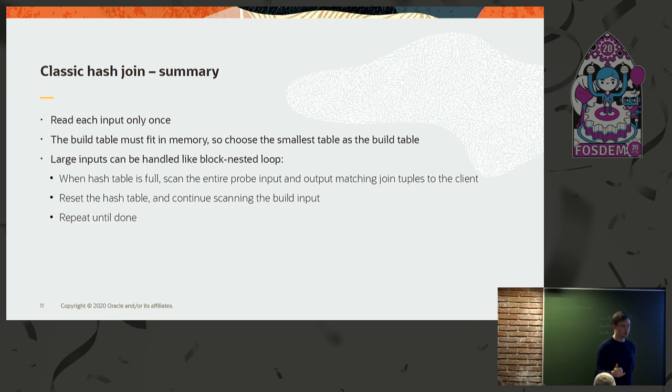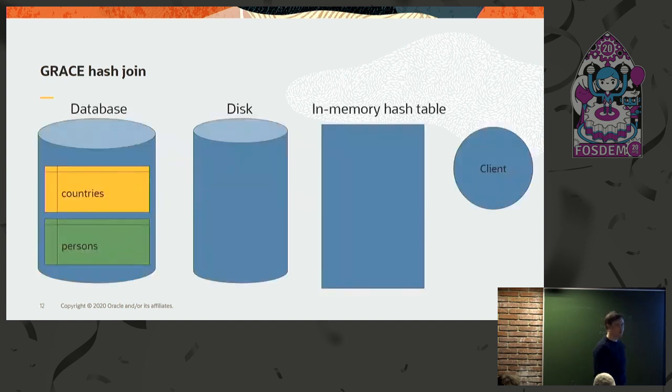You then clear the hash table, continue reading the build input, filling it up with rows. You then scan the entire probe input again and continue doing this until you have consumed the entire build input. The drawback here is that you end up reading the probe table multiple times, which is something we do not want to do. We can be more efficient than that. So in order to handle larger inputs, the Grace hash join was introduced. It was first implemented in the Grace database system, hence the name Grace hash join.